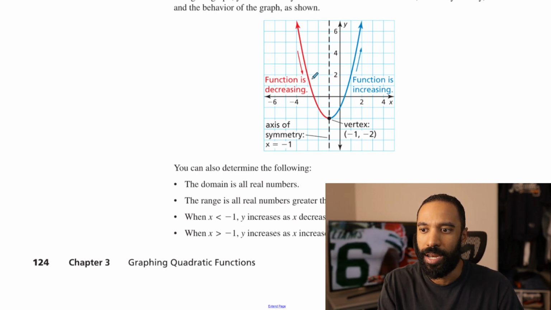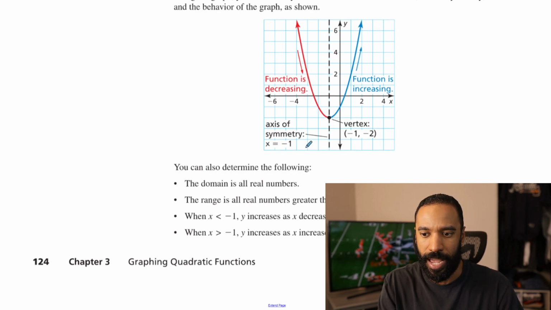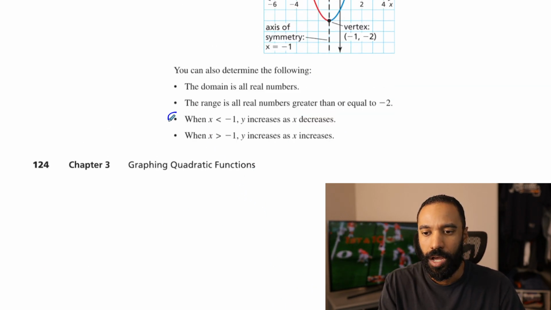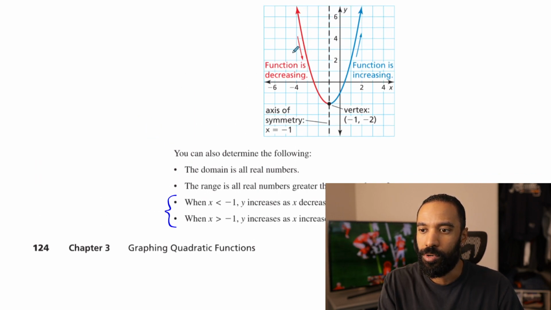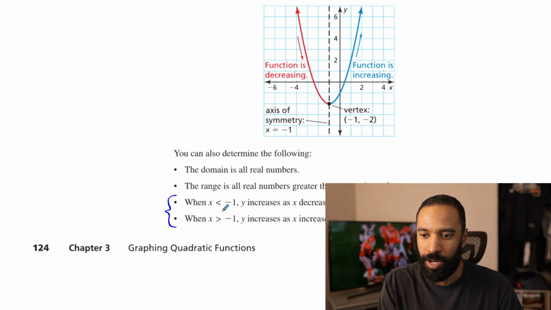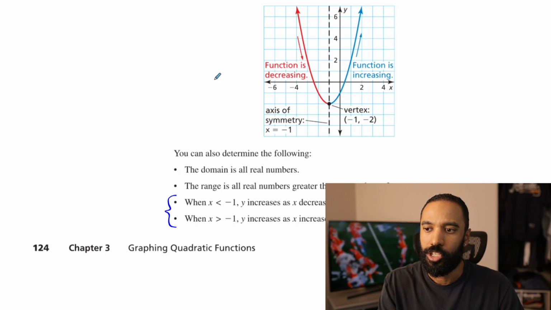So we can see when it's decreasing to increasing, and we can actually say that with these inequalities. We can state increase, decrease. So notice that it's decreasing when x is less than -1. Here's when x is -1, and it's decreasing when it's less than. It's increasing when x is more than -1. The domain's all real numbers.